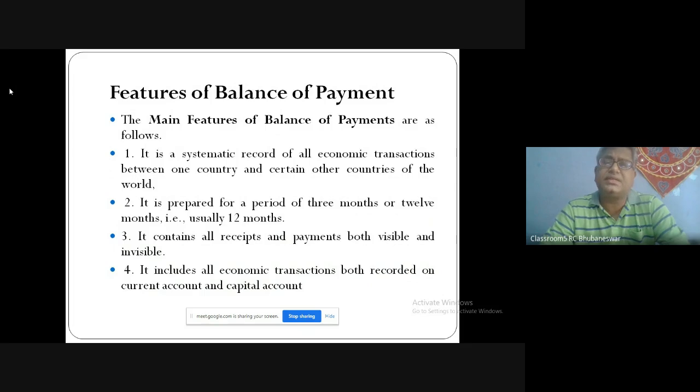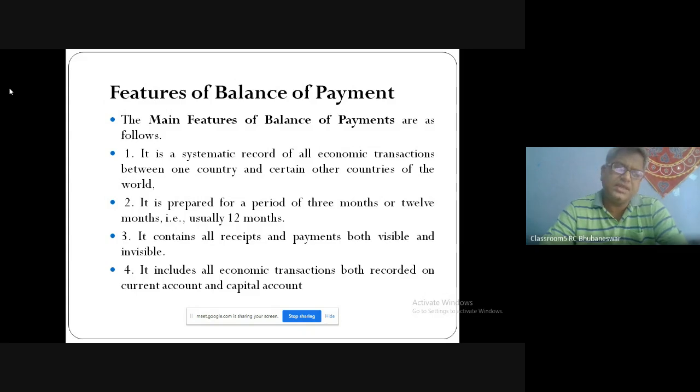Balance of payment has different features. It is a systematic record of all economic transactions, and it is prepared for 3 months or 12 months. Generally, balance of payment is prepared for 12 months, but it may be prepared within 3 months also. And it has two sides: one is the receipt side, another is the payment side.